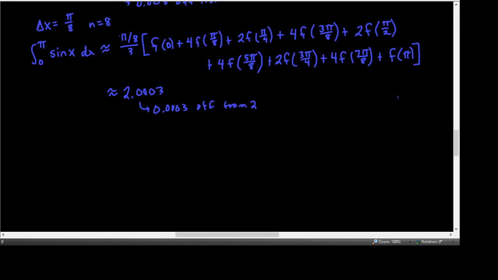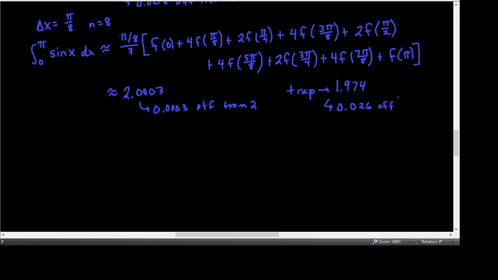And what was that for the trapezoids with 8? Gotta look back and see. That was the trapezoidal answer was 1.974, which is 0.026. I think I did the arithmetic correctly there.